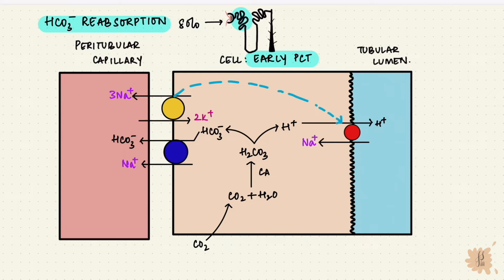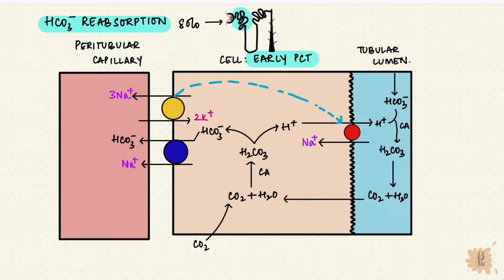So the hydrogen ion that's secreted binds to bicarbonate, which has been filtered from the glomerulus and so is in the tubular lumen, and by carbonic anhydrase, they form carbonic acid. That then dissociates into carbon dioxide and water, and the carbon dioxide diffuses back into the cell.